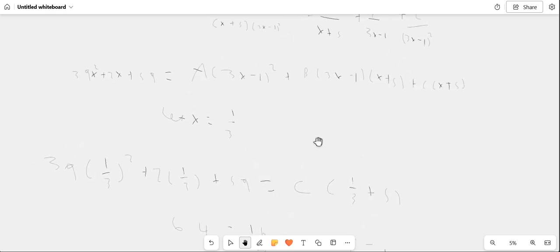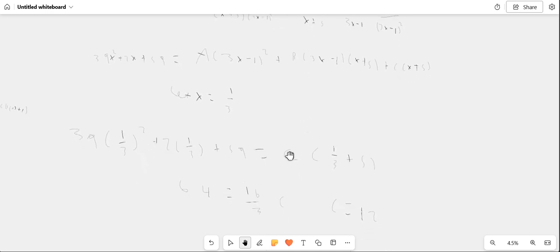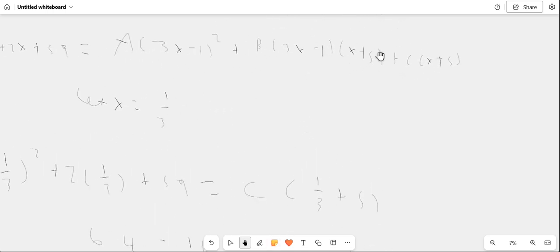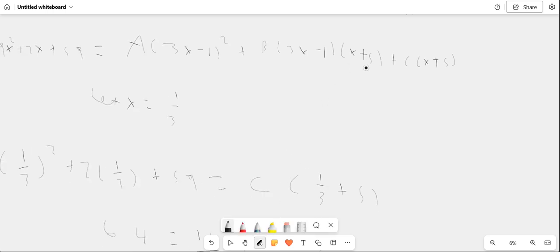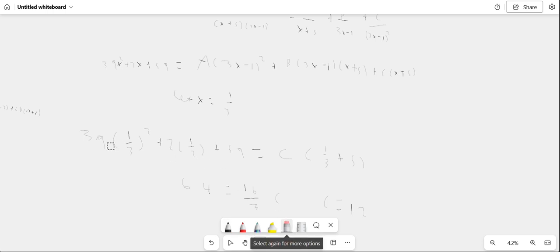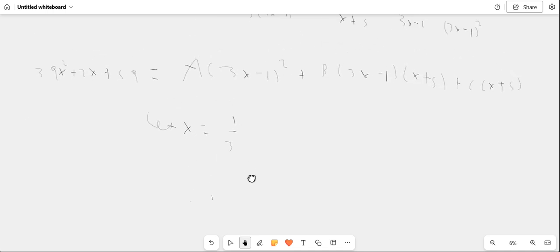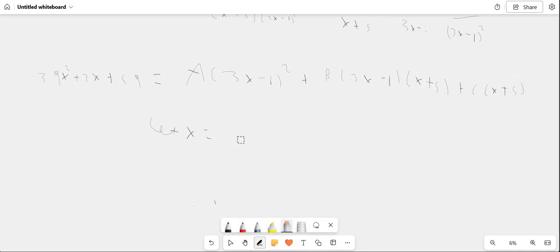Let x equal minus 5 now. That's the next step. The reason we use minus 5 is because we're trying to eliminate the x plus 5 bracket. To eliminate the x plus 5 bracket, we need to make x equal to minus 5. So let x equal minus 5. We're going to get 39(minus 5) squared plus 2(minus 5) plus 59.